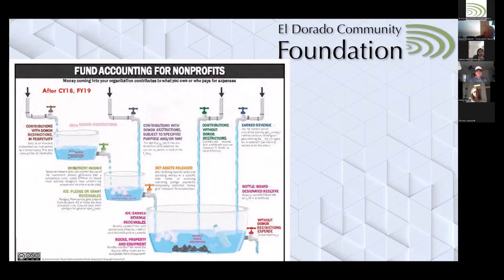So all this water comes in. Your large tub is where you would have to spend your money, which is unrestricted, and you could spend that. So I hope this has cleared some of the doubts. Anything which is temporarily restricted is basically time and purpose restricted.